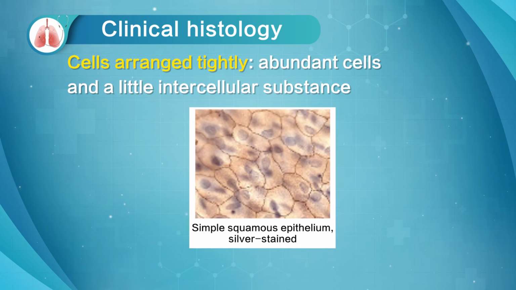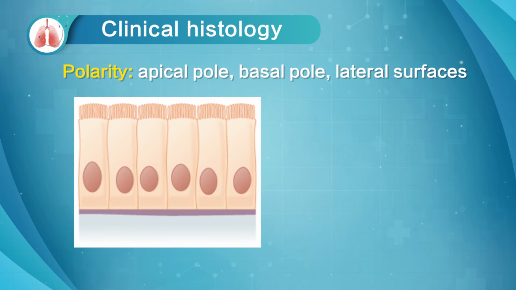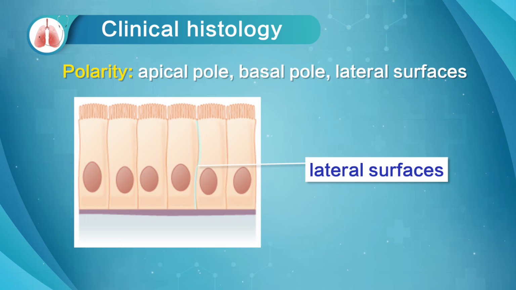The second feature is that epithelial cells are arranged tightly with only a little intercellular substance, stained in black, again offering protection to the underlying tissue. The last feature is polarity. What is polarity? Just like my skirt, it has its top and bottom, or as the cell model shows, regions of cuboidal or columnar cells that are situated next to each other form the lateral surfaces.